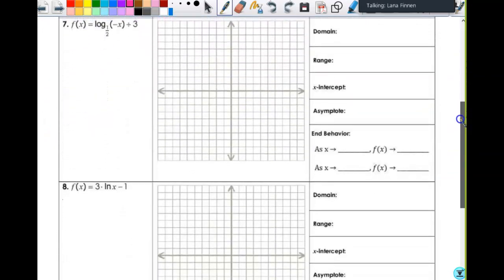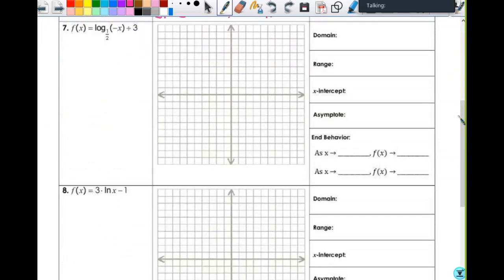Number 7. All right, so I don't have anything to factor out or anything. I can just go ahead and rewrite this: 1/2 to the y power equals x. Okay, so we get negative 1, 0, 1. 1/2 to the negative 1 power is 2, then 1, then 1/2.